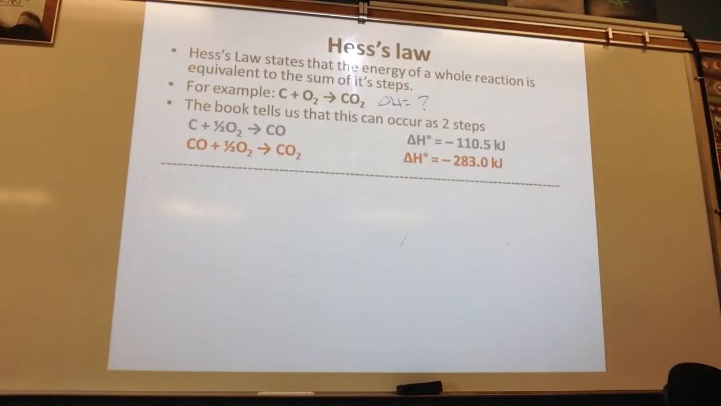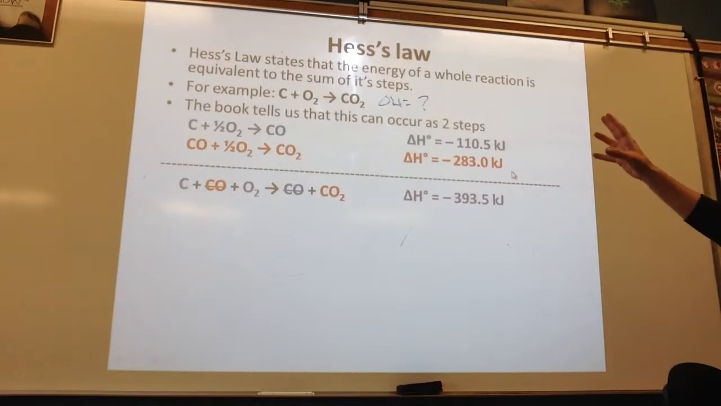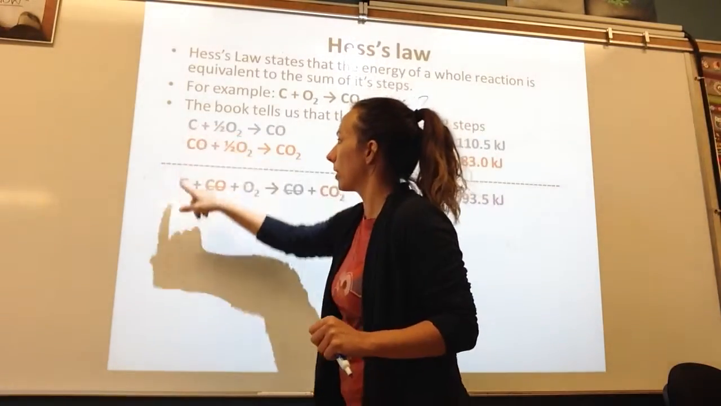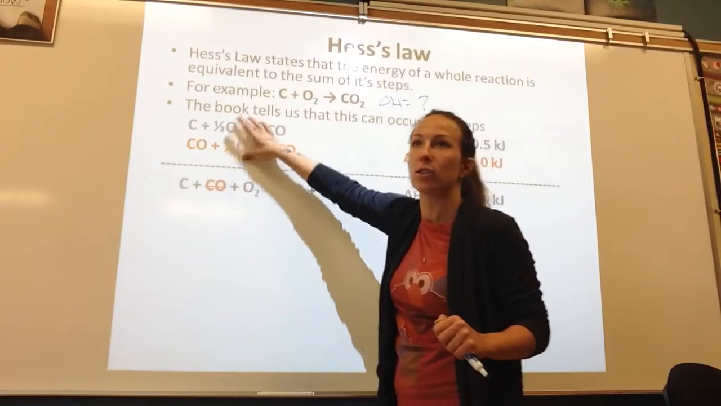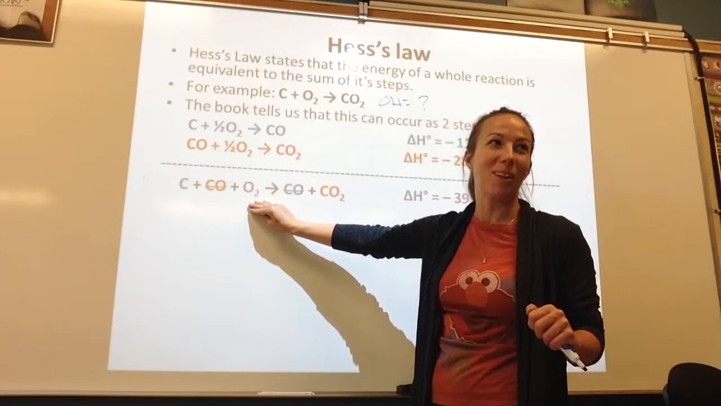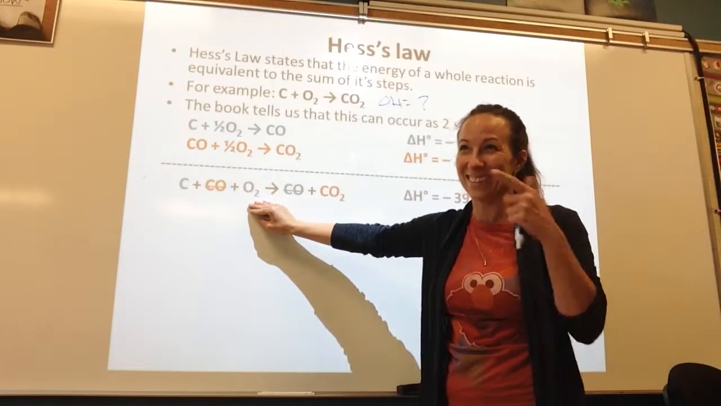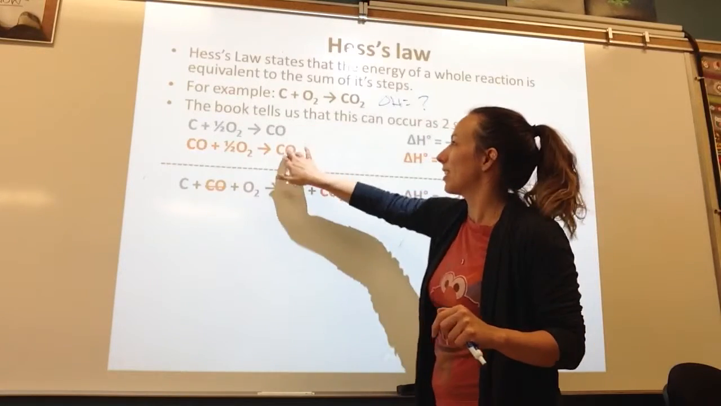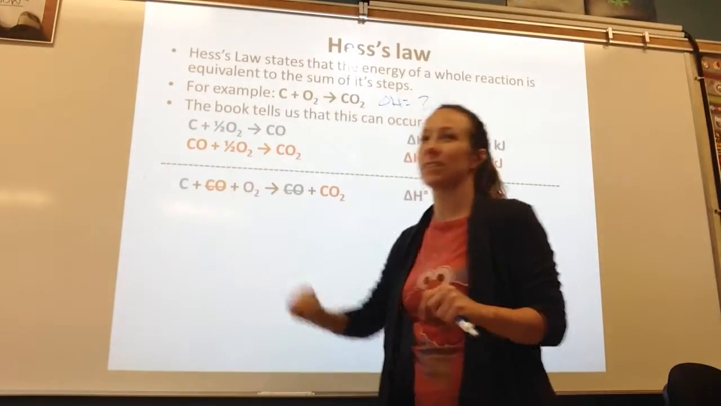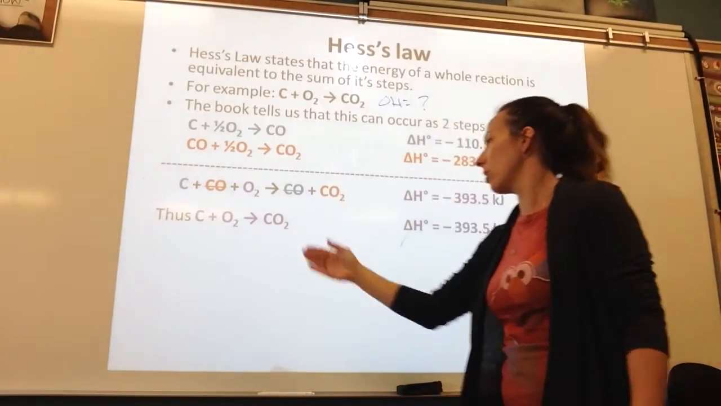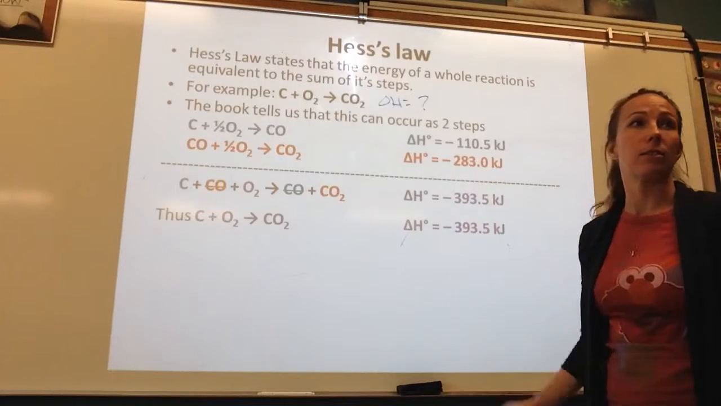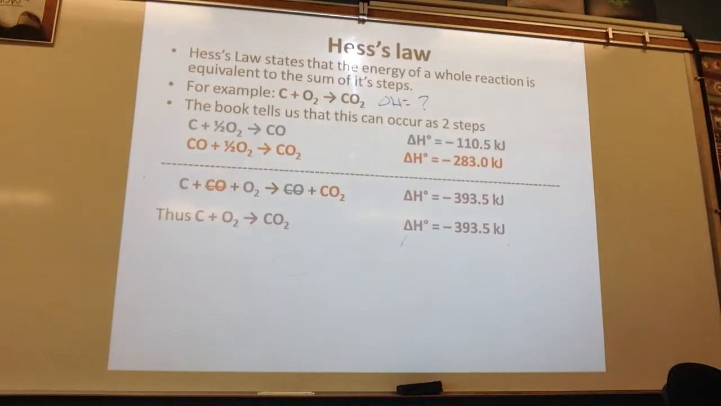I'm going to add them up because Hess says the sum of its steps. So adding up, carbon came down, carbon monoxide came down, a blue half an oxygen and a red half an oxygen combined to make a purple oxygen. Carbon monoxide, carbon monoxide, carbon dioxide, one on each side, cancel out. What am I left with? The net reaction that I wanted: carbon, oxygen, carbon dioxide, and the delta H value as is. That is as simple as it will ever be.